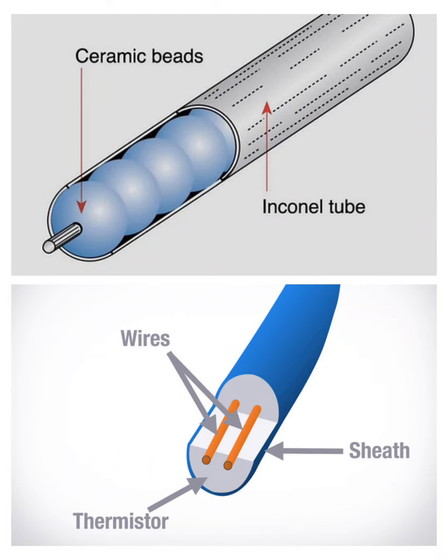Name examples of continuous loop detection systems. Fenwal, Kidde, pneumatic.